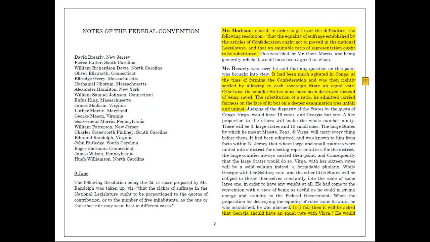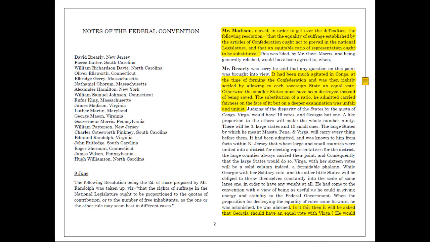On the one hand, we have the rights of suffrage in the national legislature, or the equality of suffrage established by the Articles of Confederation. That's one thing. And then the question is, should that be replaced by something else? And that something else might be either one of 2 things or some combination thereof: the quotas of contribution or the number of free inhabitants. So we have these 3 things.